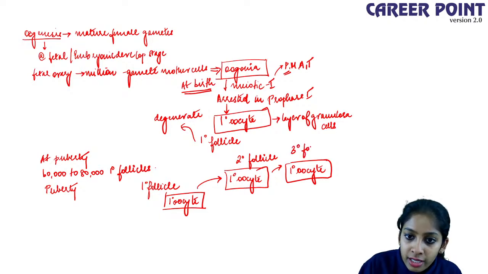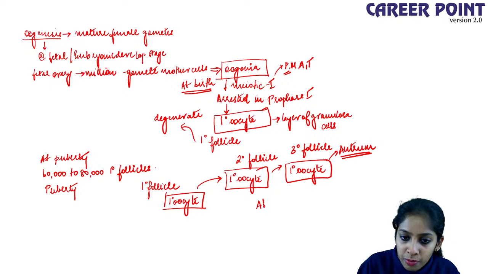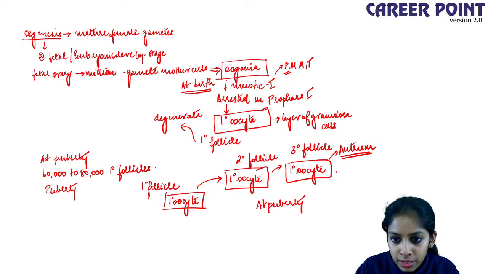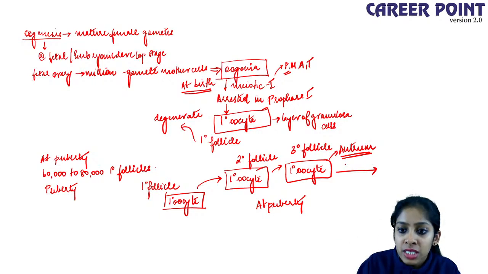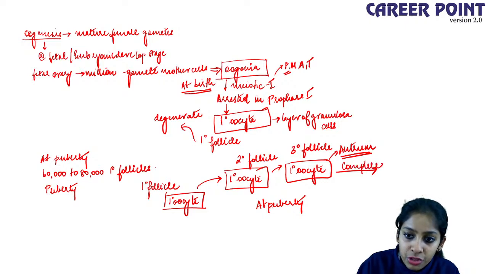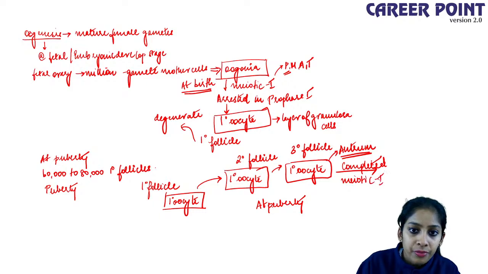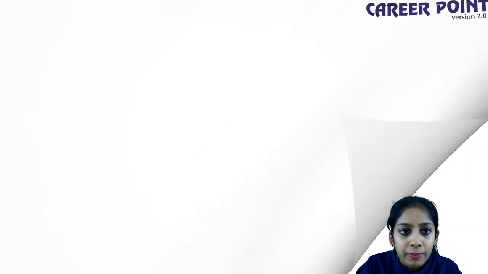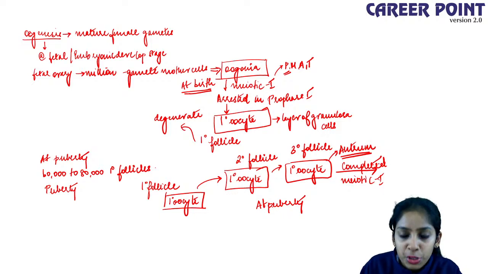The tertiary follicle has a fluid-filled cavity that is called antrum. Okay. Now at the time of puberty, what happens? When the girl child reaches puberty, this primary oocyte, which is surrounded by the tertiary follicle, completes the meiotic 1 division. So here it is arrested, here it is getting completed. That completes on the onset of puberty.